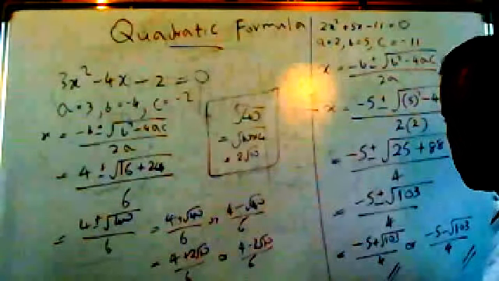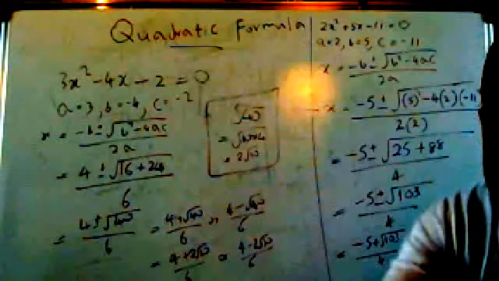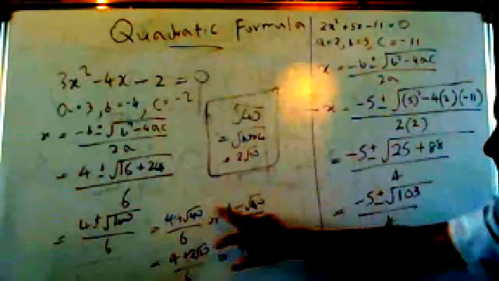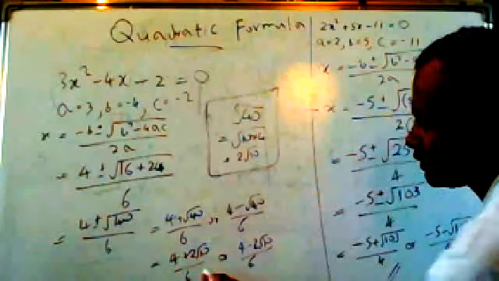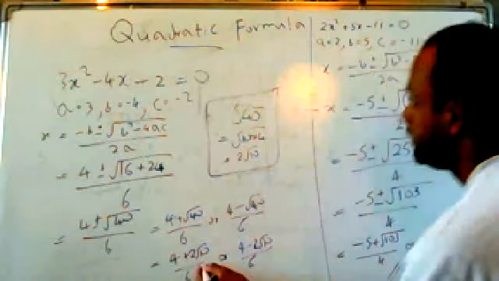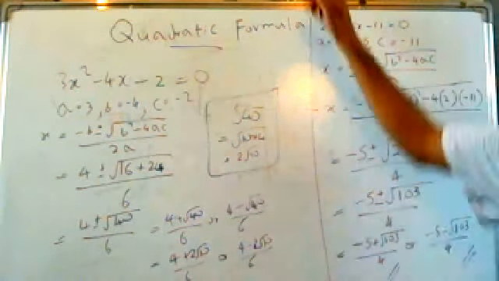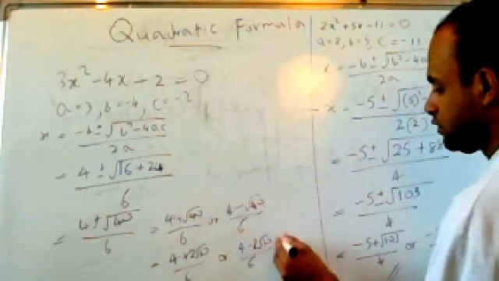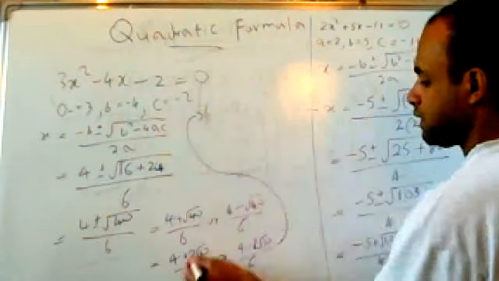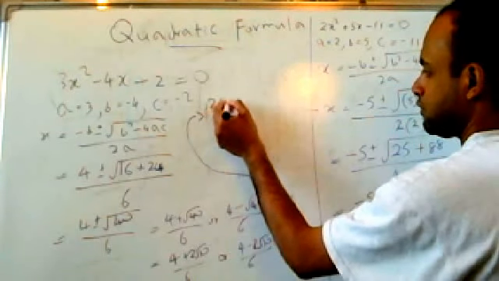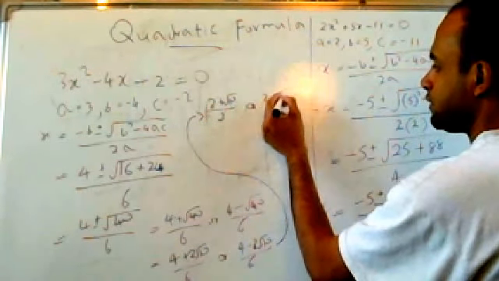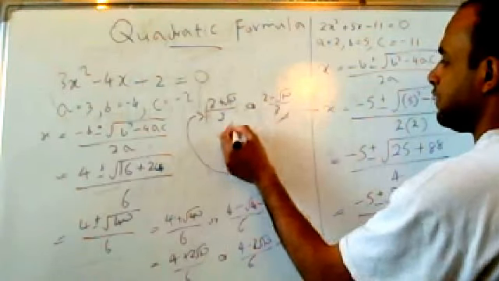Now you can see here, I can cancel this, and I can simplify by 2. So let me just write it out here. So this becomes 2 plus root 10 over 3, or 2 minus root 10 over 3. So those are my final answers.